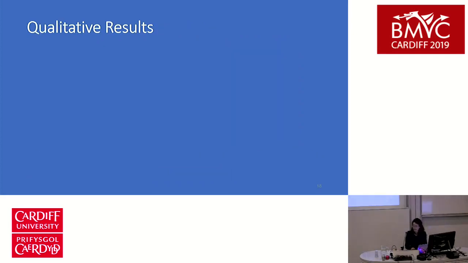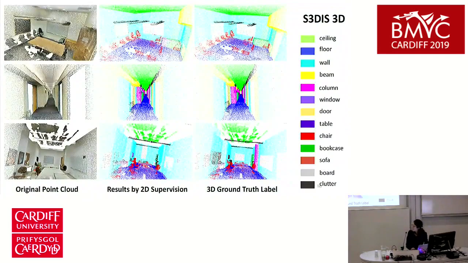And this is the qualitative results. The first column is the original point cloud, the second column is the results obtained via 2D supervision, and the third column is the 3D ground truth level.